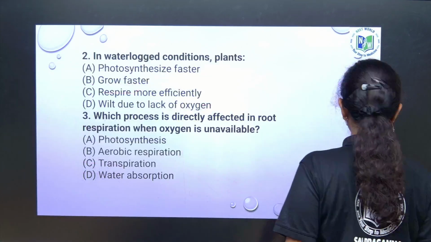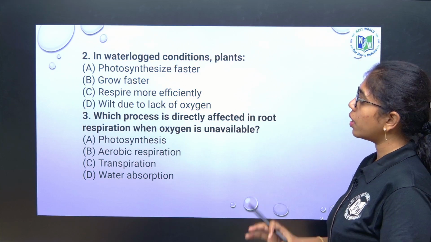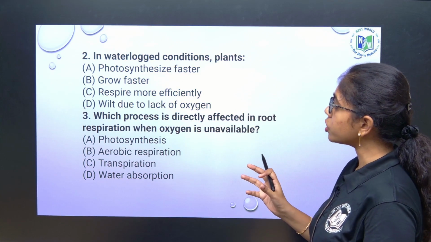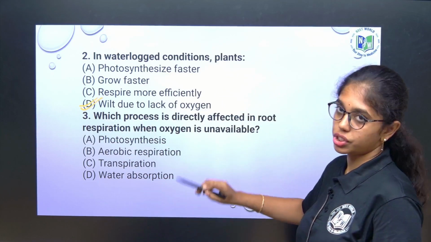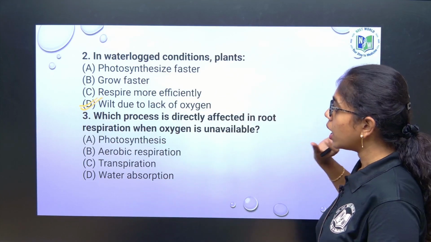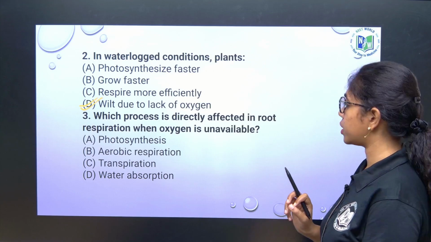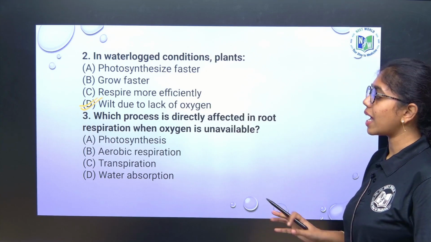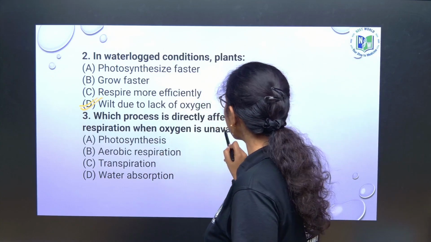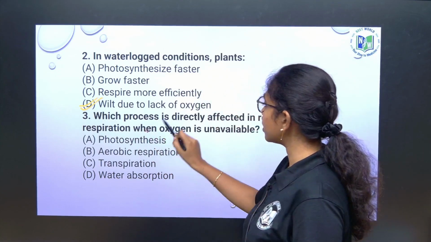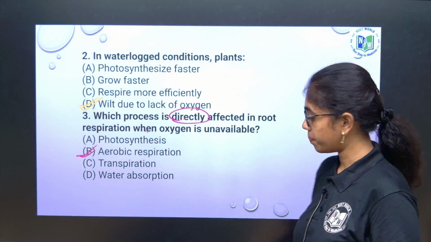Next, in waterlogged conditions, what does the plant do? It will wilt due to lack of oxygen. This is also given in the question. Which process is directly affected in root respiration when oxygen is unavailable? Of course, it is aerobic respiration, right.